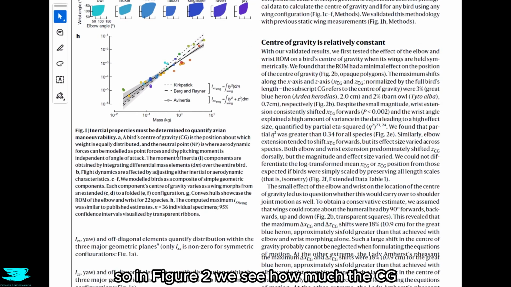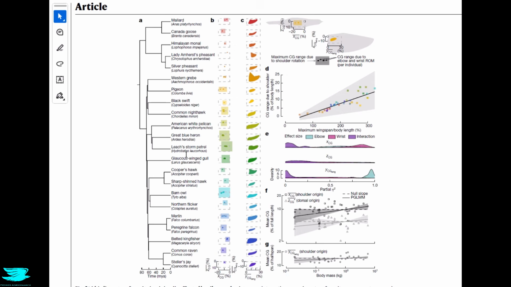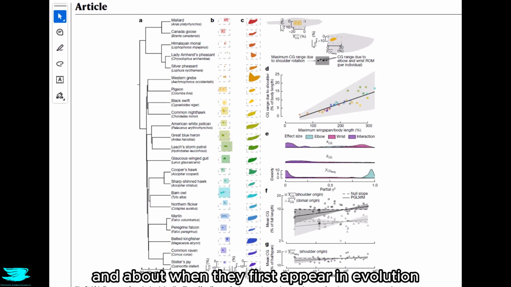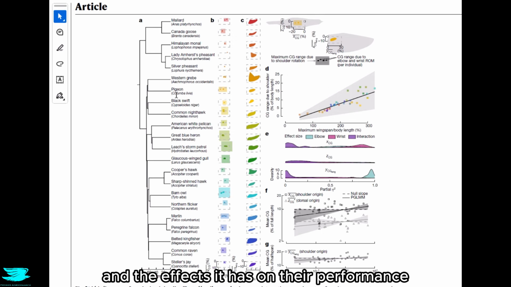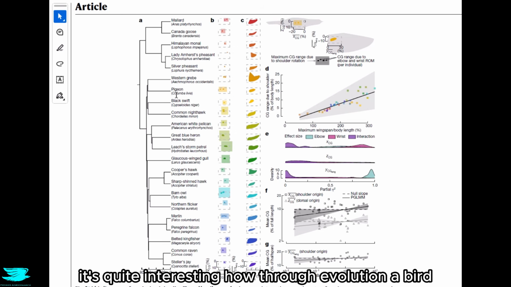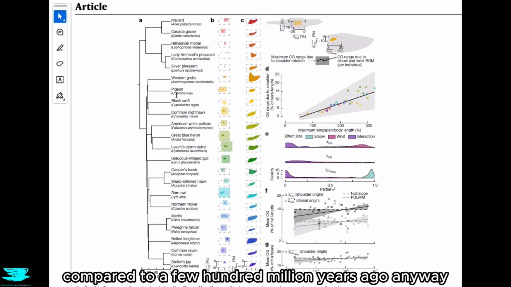So in figure 2, we see how much the CG changes with all these different changes with the wrist. In figure 2a, we see the birds, and about when they first appear in evolution, and this is actually quite important, we'll see later how this comes into play and the effects it has on their performance. It's quite interesting how, through evolution, how a bird moves has changed quite a lot, and we have a very different way now compared to a few hundred million years ago.